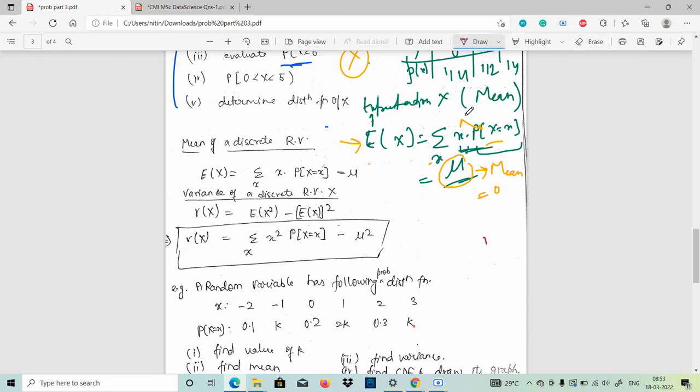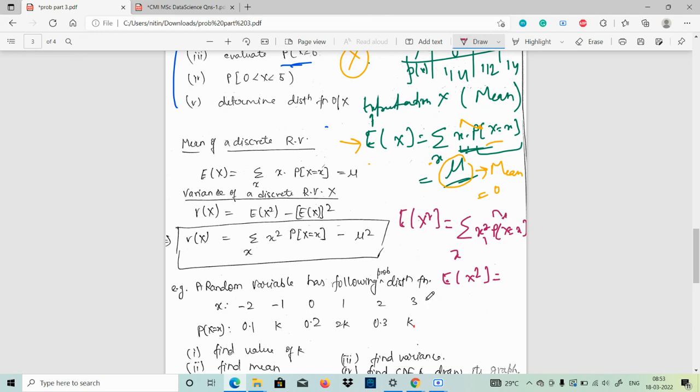The expected value of x to the power r in a discrete distribution is equal to the summation over all x of x to the power r into the probability that X is equal to x. So let's say you want to find the expectation of x square, so r is equal to 2. In this particular coin tossing case, tossing two heads, take all the values of x, square them, multiply with their probabilities, and then sum over all x.